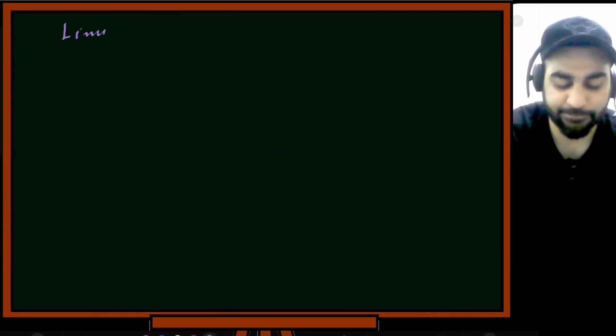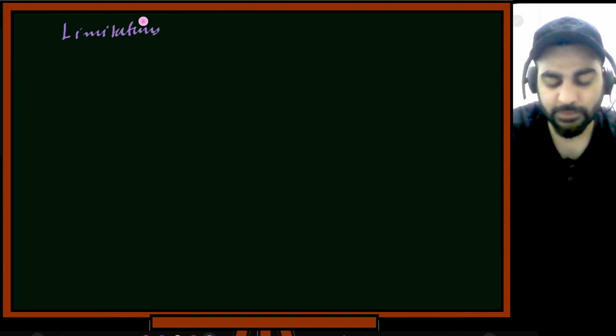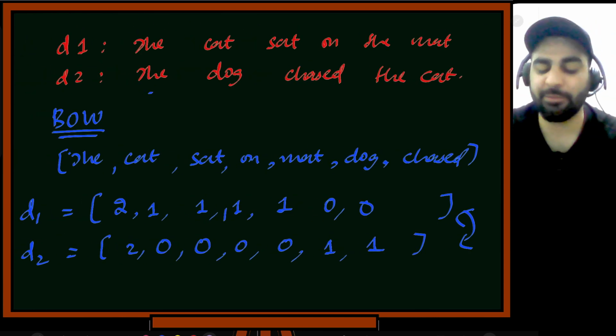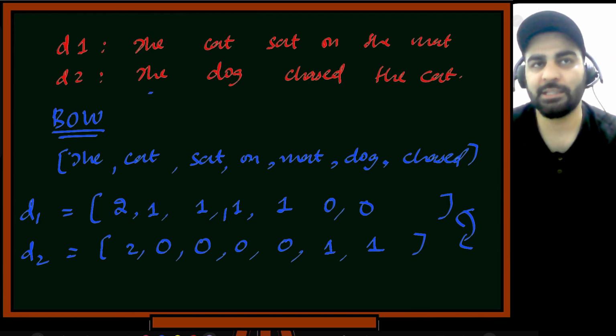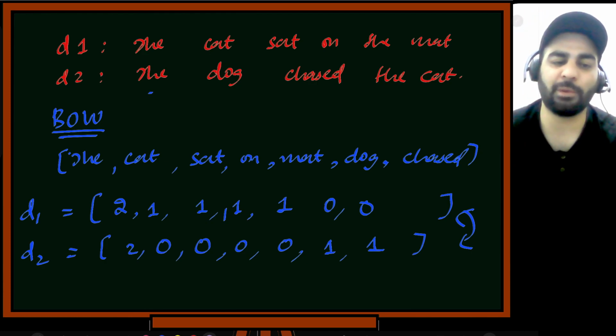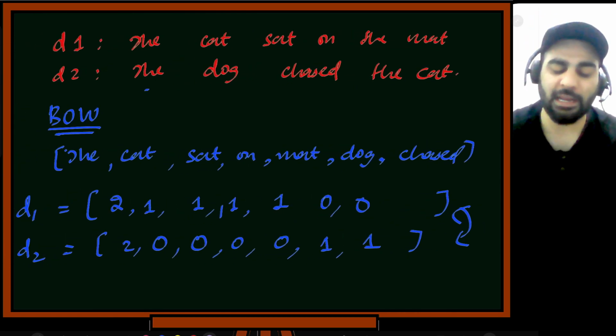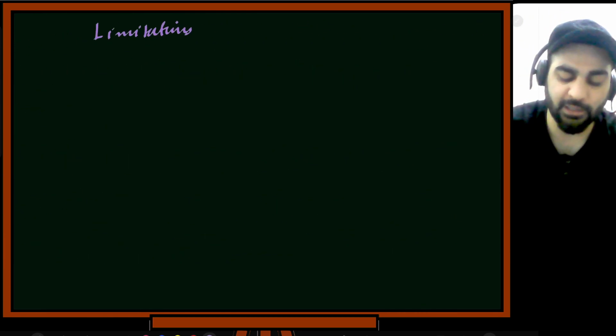Now what are the limitations of this technique? The point was you converted a document, it can be an email, it can be any English sentence, into some vector format. This was one of the easiest ways that we could think of. Even you can have binary bag of words. There is something called binary bag of words.